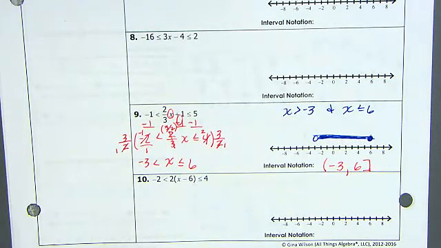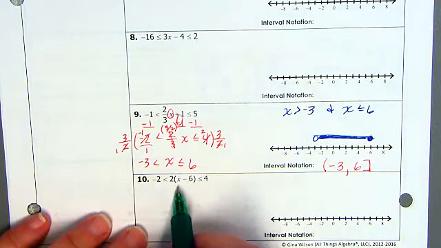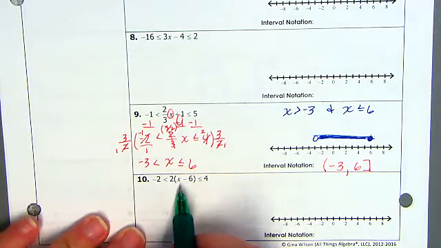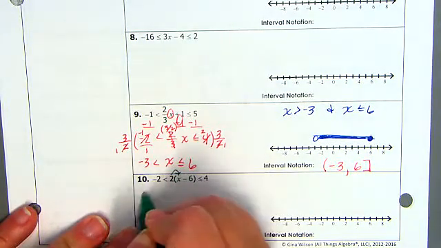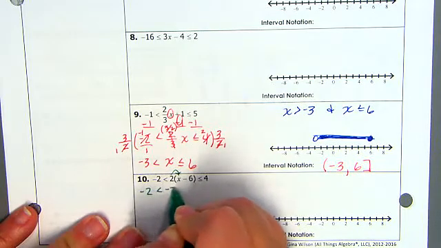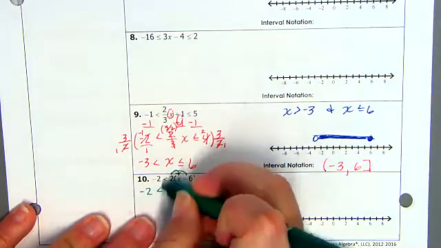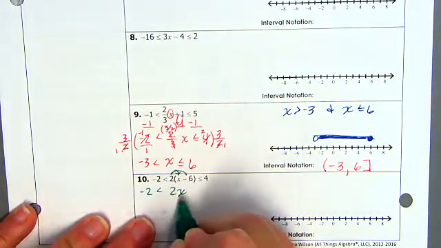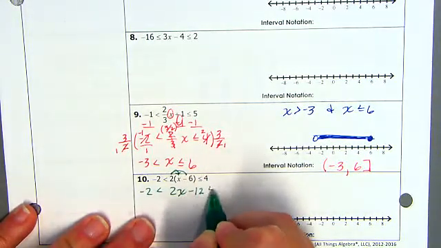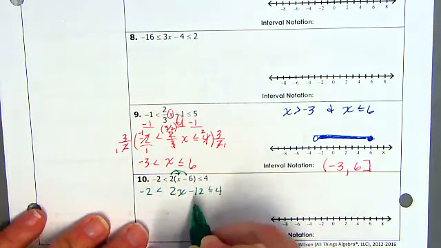Last one. Here I can distribute first. So I'm going to have -2 is less than 2 times... not a -2x, that's just the 2 that I'm distributing. So it's 2x minus 12 is less than or equal to 4. And now I continue to solve.